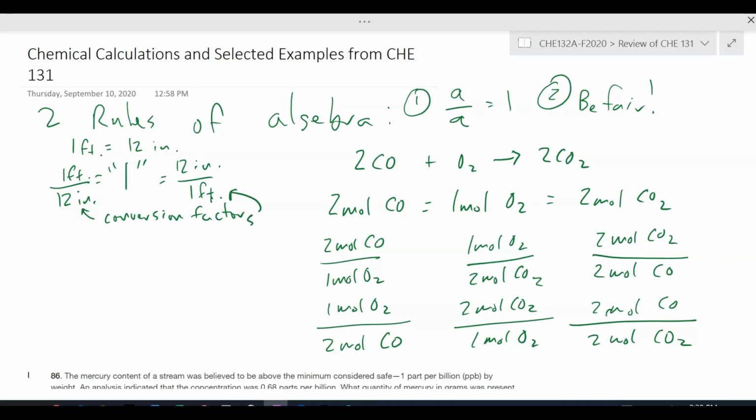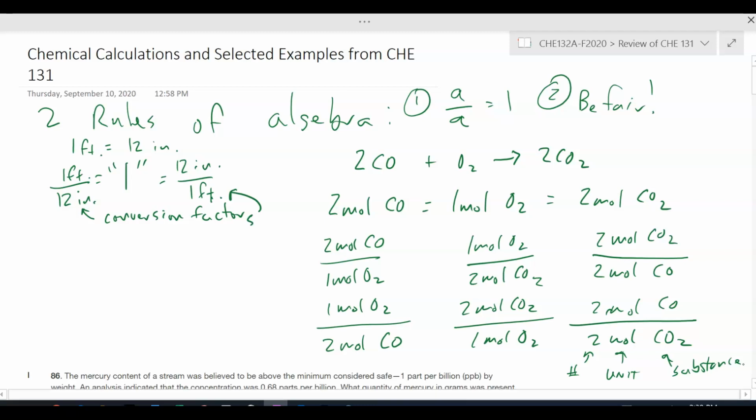And of course in chemistry we're paying attention to the number, the unit, and the substance. All of those things matter and can be manipulated algebraically.